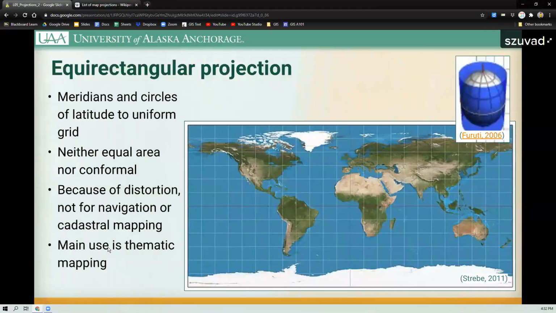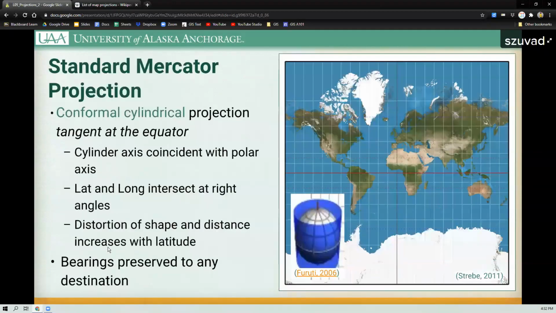So this one was a cylindrical system with a normal axis. The standard Mercator projection is also a cylindrical system with a normal axis, but instead of holding the latitude and longitude as a grid, there is distortion towards the poles. So this then becomes a conformal system and is one of the ones that I mentioned that's heavily used for navigation, because now your bearings to different points are held correct, but your shapes and your areas are not.